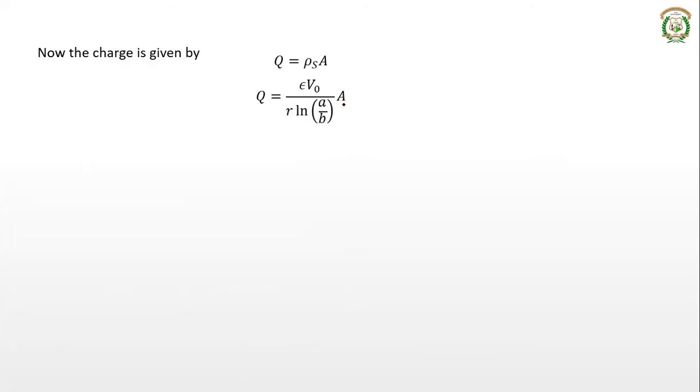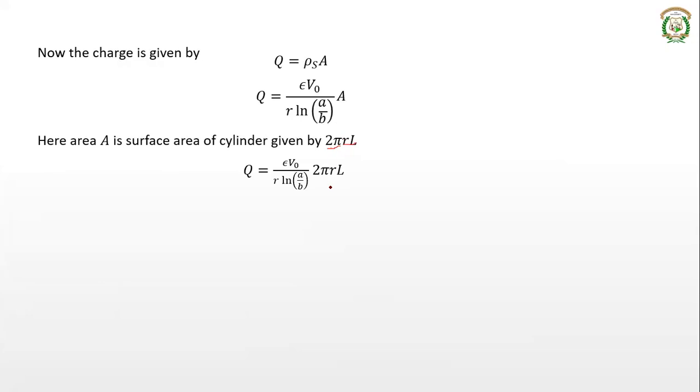Now what is area A? It is the surface area of a cylinder. If the radius is R and the length of the cylinder is L, the surface area is 2 pi R into L. Substitute it here. R is common in numerator and denominator, so it gets cancelled. What remains is 2 pi epsilon V naught L divided by ln of A by B. This is the charge.